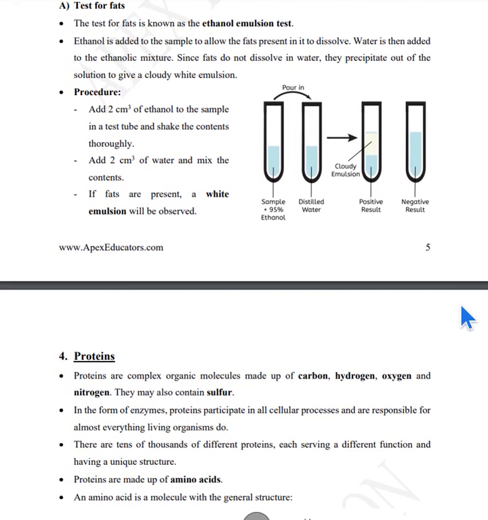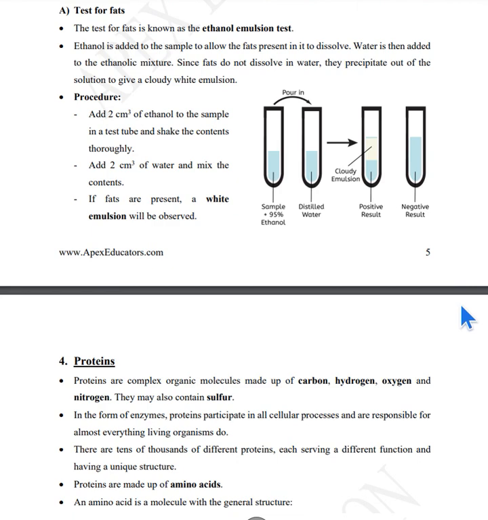How do you test for fat? You need to know that it's the ethanol emulsion test. If the sample has a positive result for fats, a white emulsion will be formed. But I do not like to use the words white emulsion. Please use: if fats are present, a cloudy white emulsion will be observed.